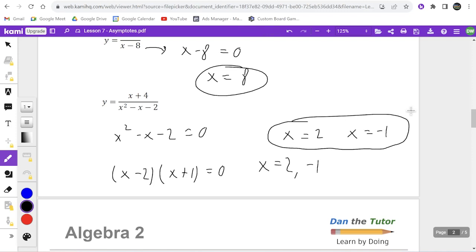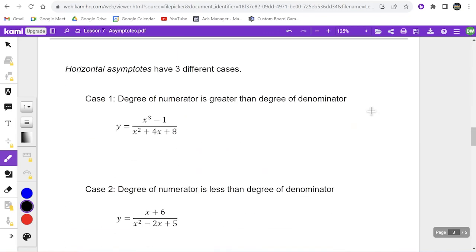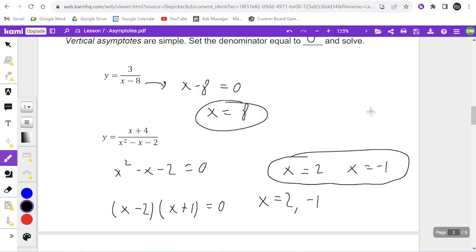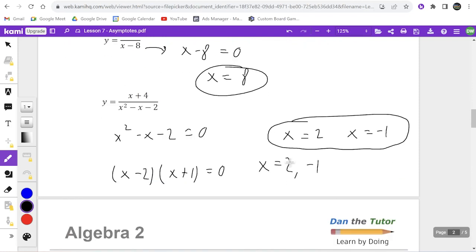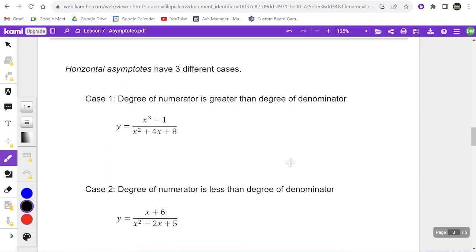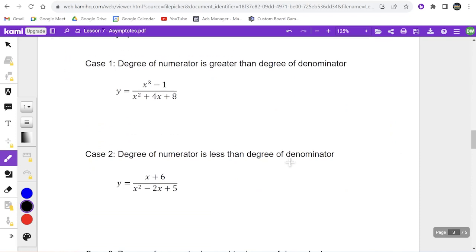So with that in mind, I think we're ready to go on to horizontal asymptotes. I'm warning you now, there is one more thing about vertical asymptotes that I'm going to say towards the end of the lesson that makes them harder than they appear. But for now, this is perfectly fine. This is a good definition. But we're just going to deal with that definition for now.